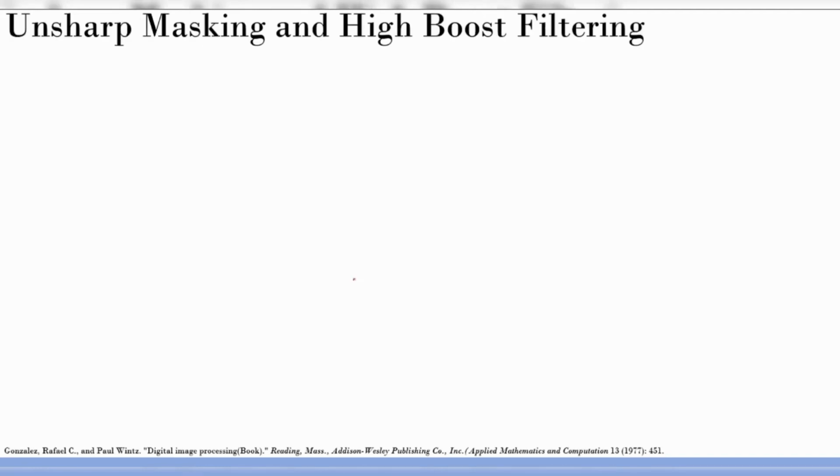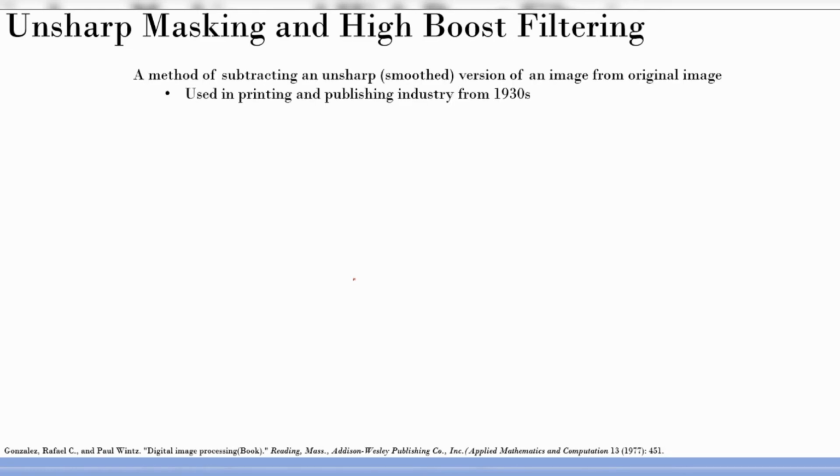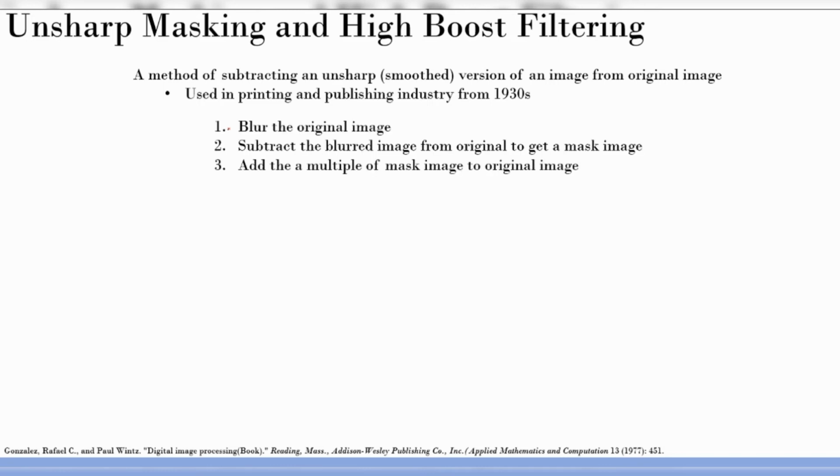And now there is another interesting aspect. So now we are going to combine the smoothing and the Laplacian operation, and come up with something which is known as unsharp masking or high boost filtering. They are related, and let's see what it is. The literal meaning of it is to subtract an unsharp or smooth version of an image from the original image. Remember the removal of the grain shadowing effect, similar to that. And this has been heavily used in the printing and publishing industry from the 1930s. Still, people are following it.